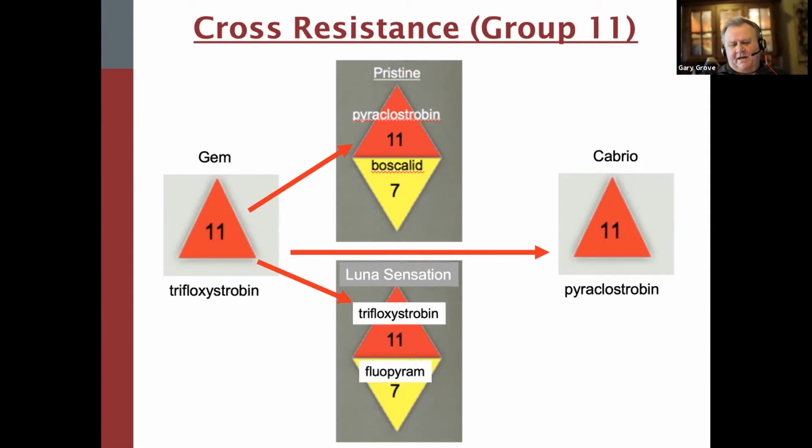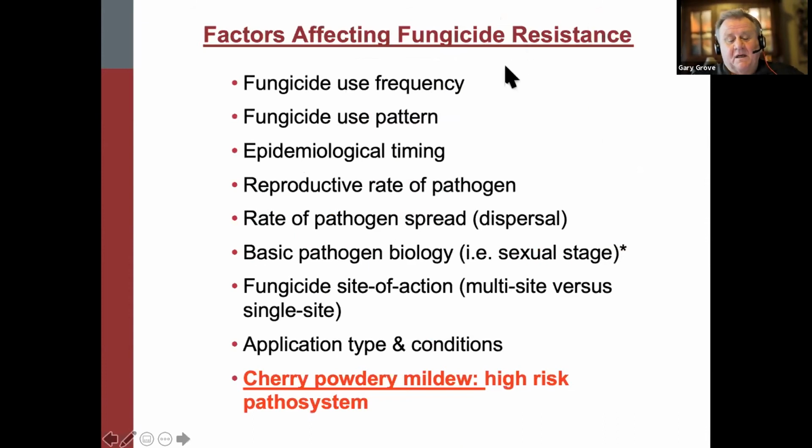And again, all the 11s, if you get resistance to one, all of the 11s on that page are resistant. For example, if you have used Gem exclusively from this group and you have resistance to Gem and you've never used Cabrio or pyraclostrobin, there's also resistance to Cabrio or pyraclostrobin. Okay, I'm not going to beat this to death, but the cherry powdery mildew pathosystem is a very, very high fungicide resistance risk pathosystem. We have to spray multiple times.